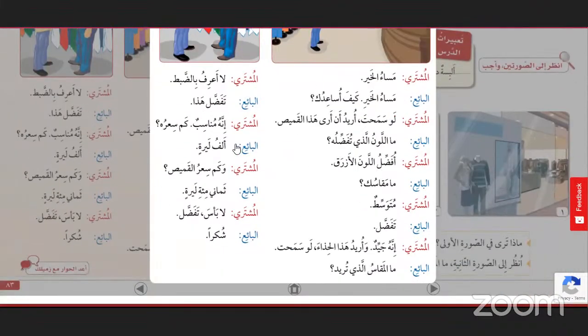استمع وقرأ. مساء الخير. مساء الخير. كيف أساعدك؟ لو سمحت. أريد أن أرى هذا القميص. ما اللون الذي تفضله؟ أفضل اللون الأزرق. ما مقاسك؟ متوسط. تفضل. إنه جيد. وأريد هذا الحذاء لو سمحت. ما المقاس الذي تريد؟ لا أعرف بالضبط. تفضل هذا. إنه مناسب. كم سعره؟ 1000 ليرة. وكم سعر القميص؟ 800 ليرة. لا بأس. تفضل. شكرا.